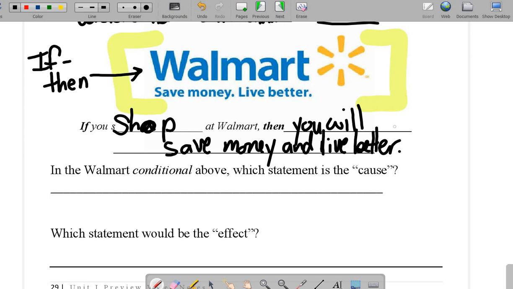This is what this advertisement is implying, is if you shop at Walmart, then you will save money and thus live better. So this advertisement is a conditional statement. In this conditional statement, you have a cause and an effect. The cause is essentially saying shop at Walmart.